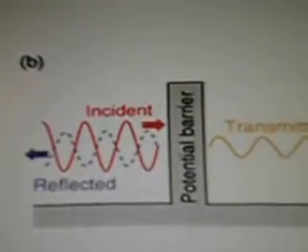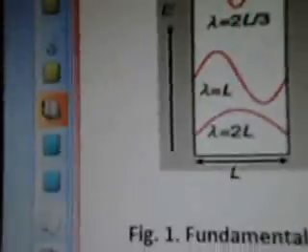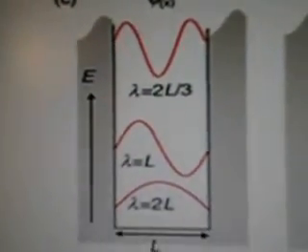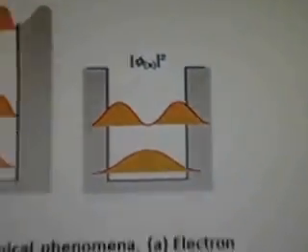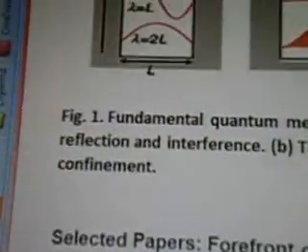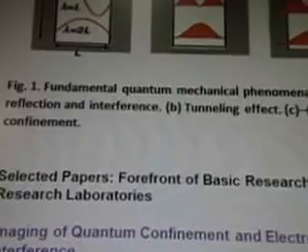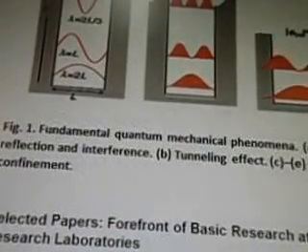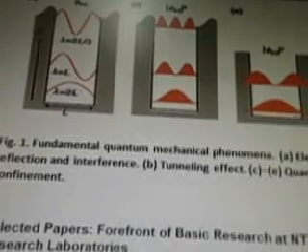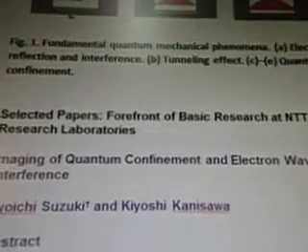I'll give you a little close-up of them. A, B, or C. I guess they were talking about all these. By the looks of it, that looks right. So figure 1, fundamental quantum mechanical phenomena: electron reflection and interference is A. B is the tunneling effect. C is the quantum confinement. I forgot D and E. Oh, C to E, sorry.